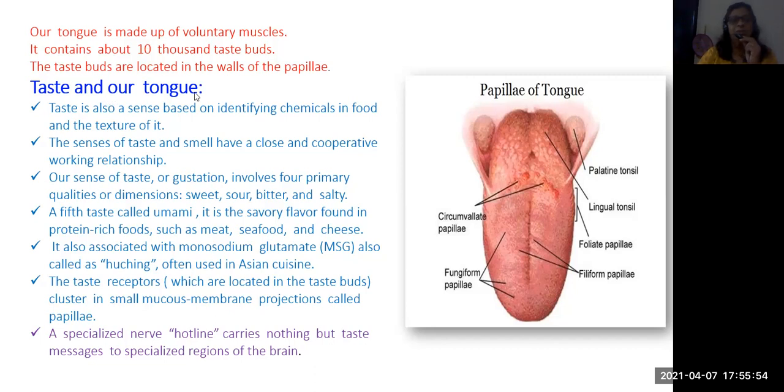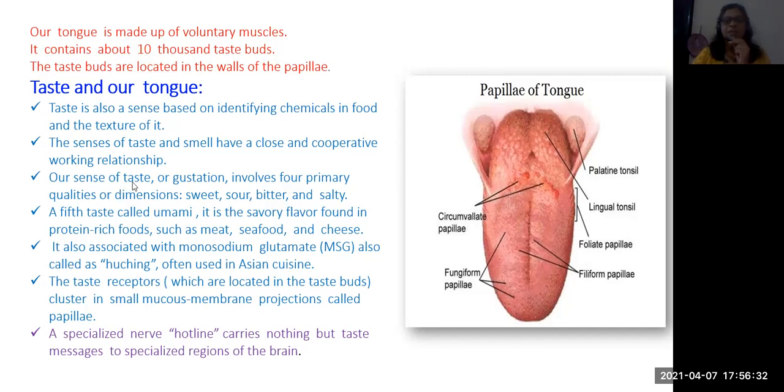Taste and our tongue, how can we identify? We can identify this taste through chemicals in food. The chemicals means what? We have carbohydrates, proteins, and lipids, isn't it? There are different chemicals, and according to the different chemicals, we can have different tastes also. And the senses of taste and smell, already we have seen that one. There is an interconnection between these two, taste and what? Smell.